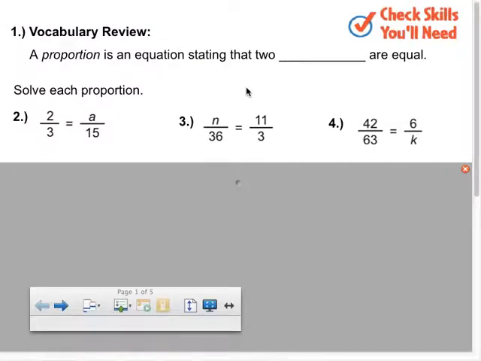Okay, this is Unit 5, Lesson 6, second semester, 7th grade math. Vocabulary review. A proportion is an equation stating that two blanks are equal. Who's got it? Miriam? Ratios, very good.